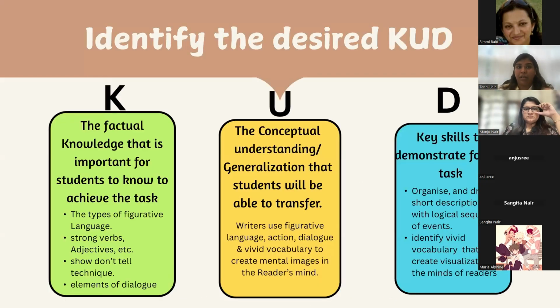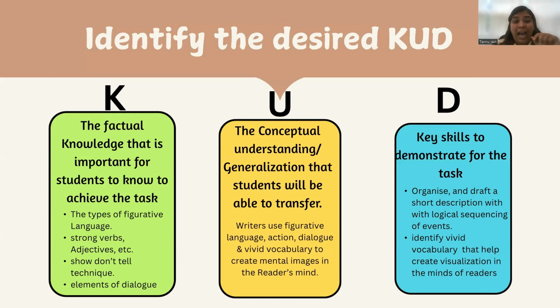Now, how do I do this? Identify the desired understanding, KUD. K is the factual knowledge, U is the conceptual understanding, and D is the skill you would like to try. I have given you one example. Normally, we are used to having one central idea or one statement of inquiry. When I do it, I have that one concept, but I have 7 to 9 generalizations, which are again conceptual understanding statements within my inquiry, so that I have enough scope for transfer.